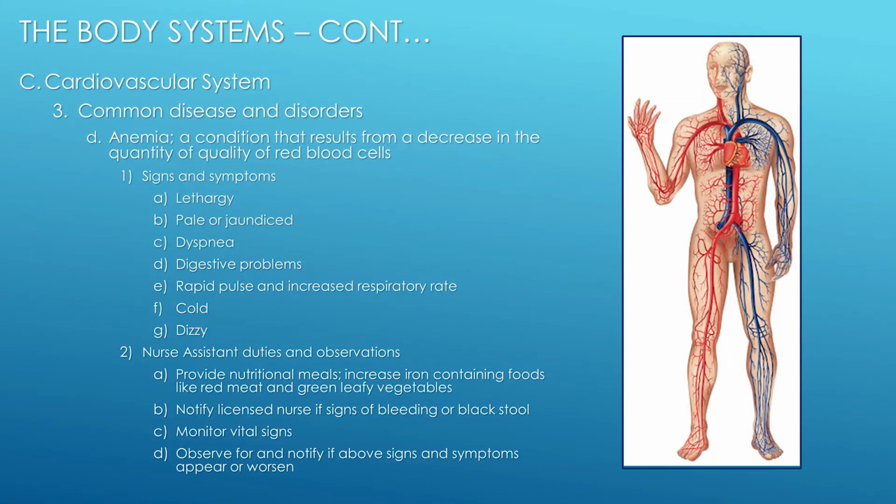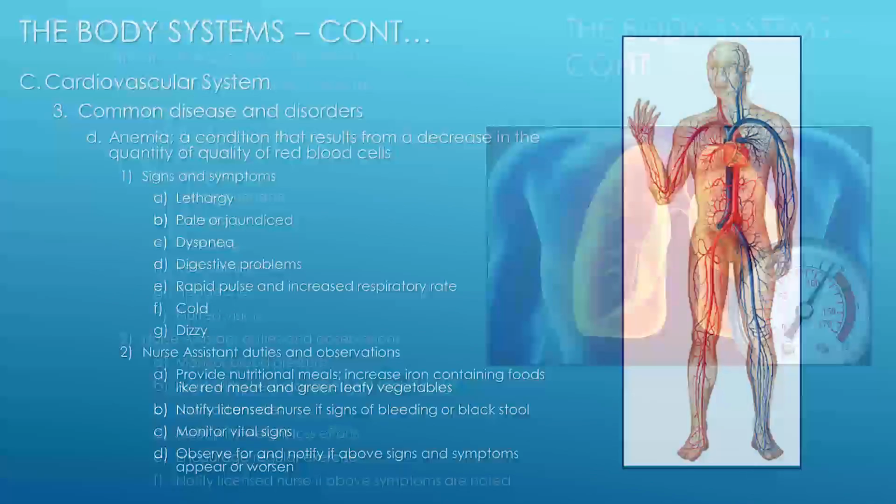Anemia, a condition that results from a decrease in the quantity and quality of red blood cells. Signs and symptoms: lethargy, pale or jaundiced, dyspnea, digestive problems, rapid pulse and increased respiratory rate, cold, and dizzy. Nurse assistant duties and observations: provide nutritional meals, increase iron-containing foods like red meat and green leafy vegetables. Notify licensed nurse if signs of bleeding or black stool. Monitor vital signs, observe for and notify if above signs and symptoms appear or worsen.